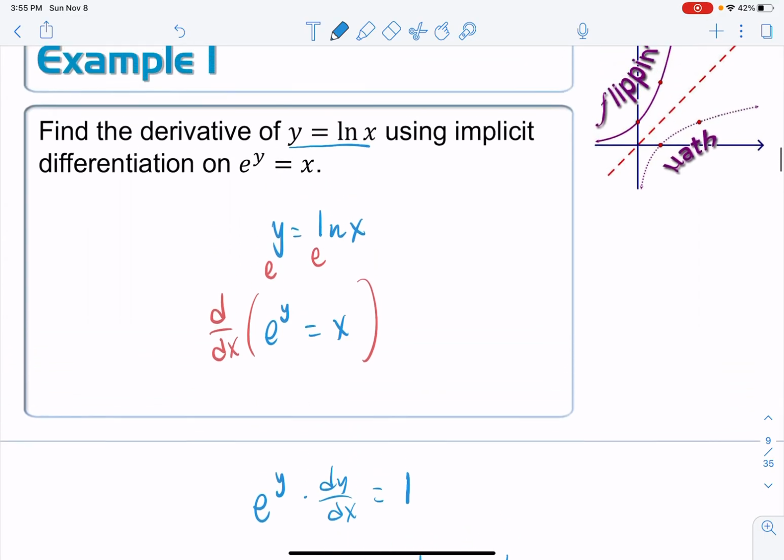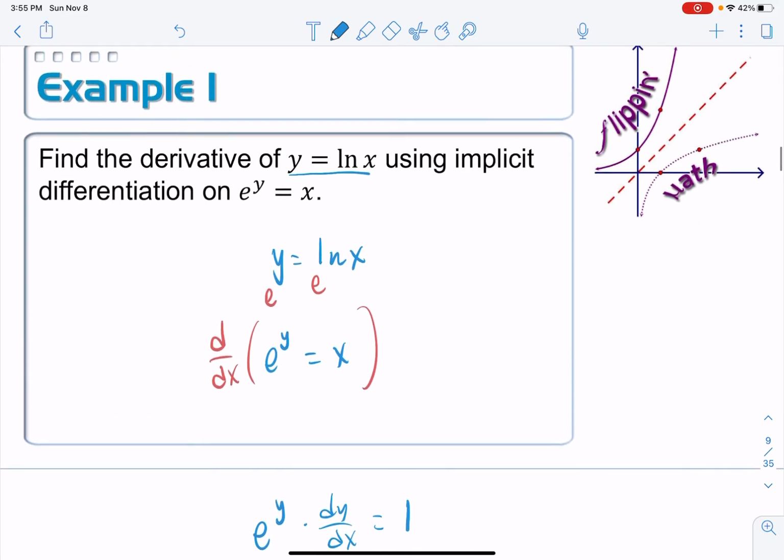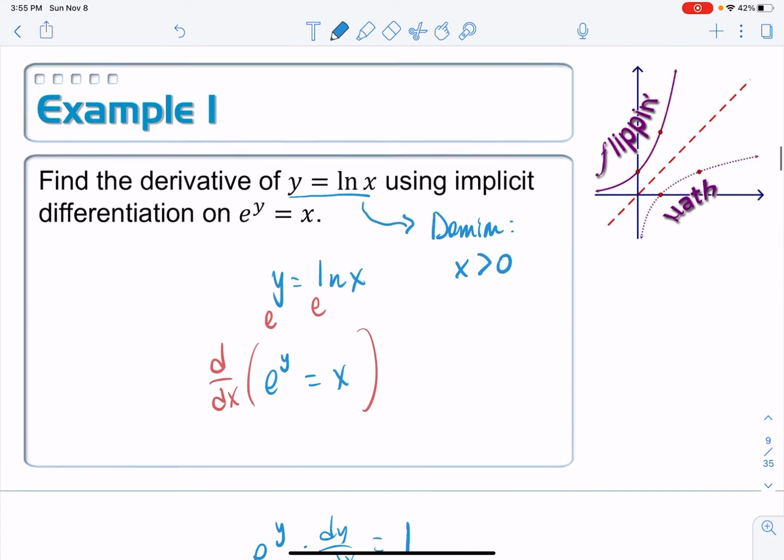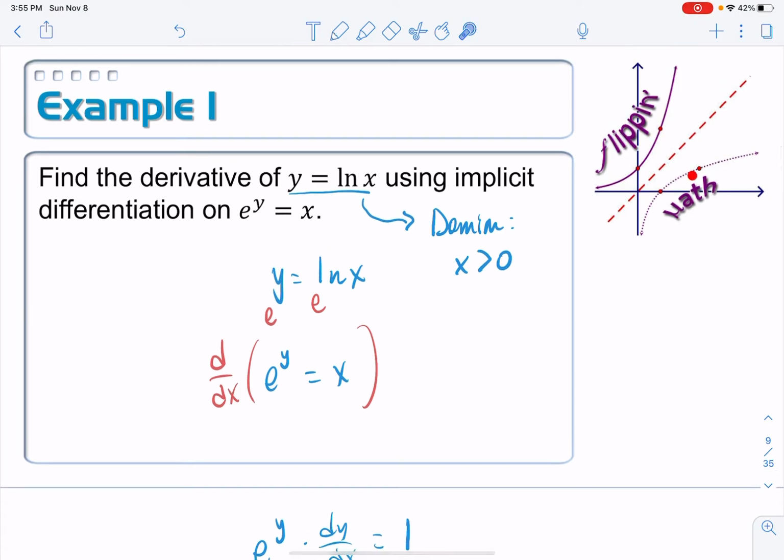Okay, let's point out something about the domain of this function, though. So as far as the natural log goes, the domain is x is greater than 0, right? And the reason why is because the domain and the range of these two things flip, of course, and the range of the exponential function is everything greater than 0.